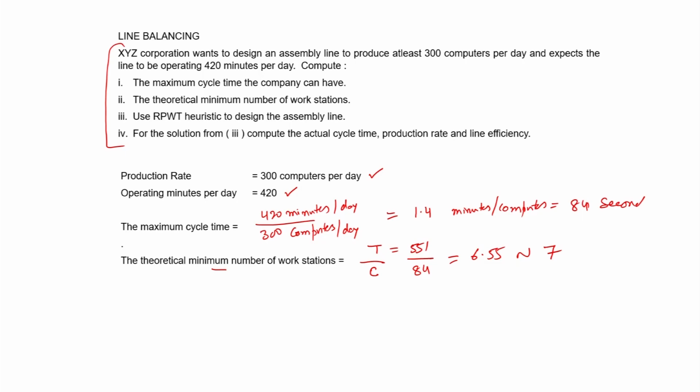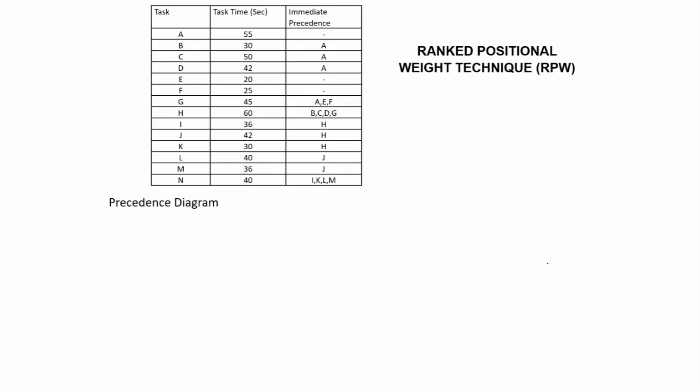So, this is the first starting point we have to find out. Now, I am going to balance the line with the cycle time of 84 seconds, and first we will use the ranked positional weight technique to balance this line for a cycle time of 84 seconds. And I know that minimum 7 workstations are going to be used to assemble the computers at a production rate of 300 computers per day.